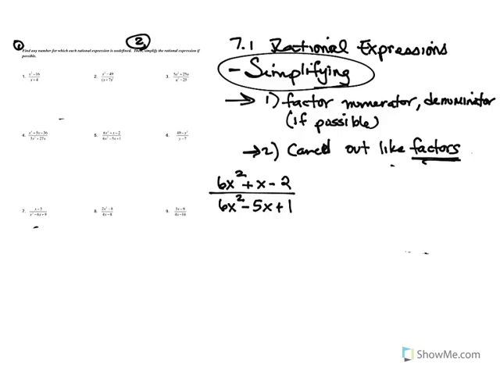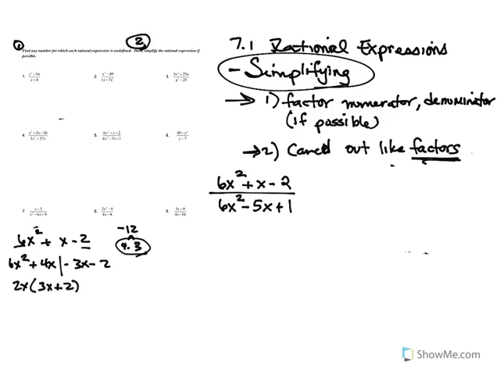Okay, next one. All right, so we have 6x squared plus x minus 2 over 6x squared minus 5x plus 1. So I'm going to just do my scratch work over here. I have 6x squared plus x minus 2. So I have to do a times c. So negative 12. So I need factors of 12 that'll give me a 1. So I'm going to go with 4 and 3. Plus 4x minus 3x minus 2. 3x plus 2, minus 1. So 3x plus 2 times 2x minus 1.